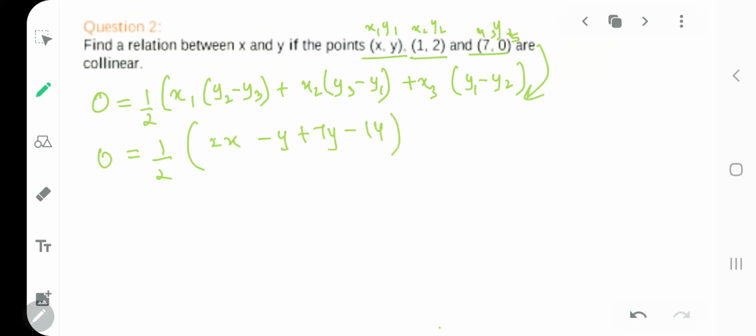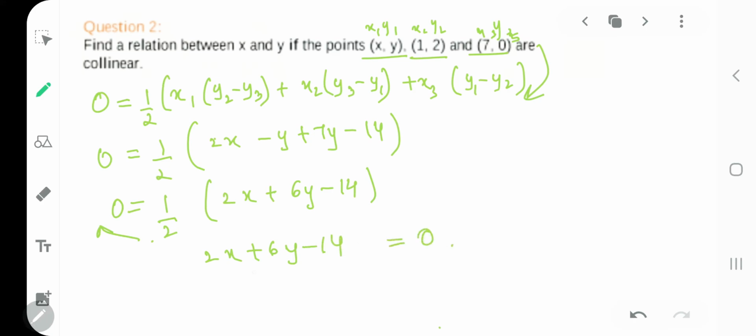Once you open up the brackets, put all the formulas, so you will get something like this. Take this 2 there, so your answer will be, see, whenever you have to form a relation, that means you will get your answer in the equation form. Okay? So you got 2x plus 6y is equal to 14. If you want to take 2 common, that will be x plus 3y is equal to 7.